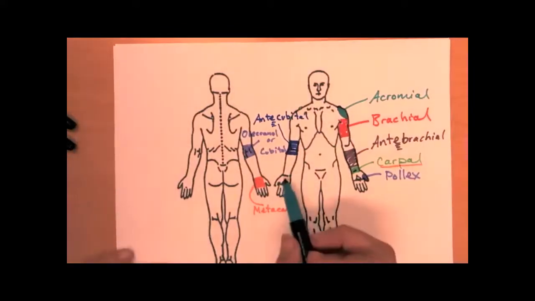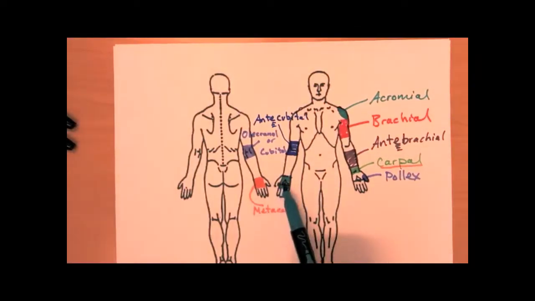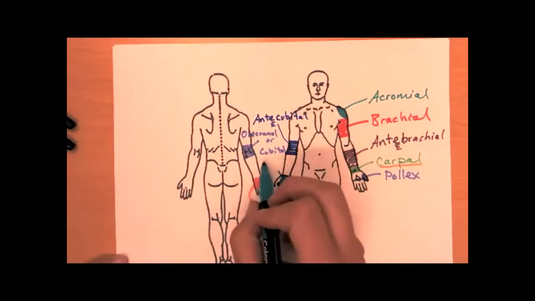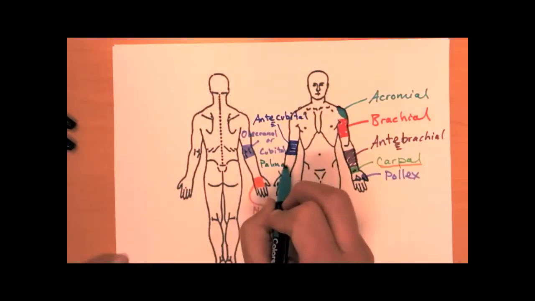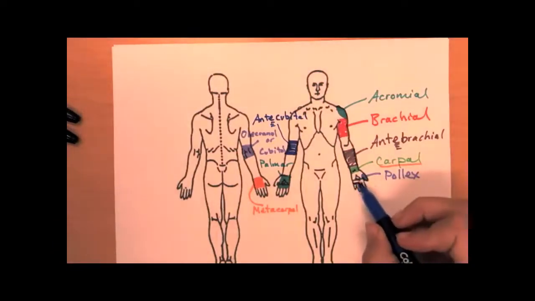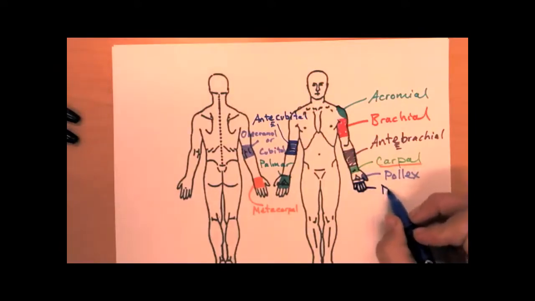The palm, so the anterior hand, and again, always talking about the person in anatomical position. The palm is on the front, the anterior, metacarpal is on the back, the posterior. Conveniently, the palm is called palmar. And finally, the fingers, 4 fingers here, are digital.